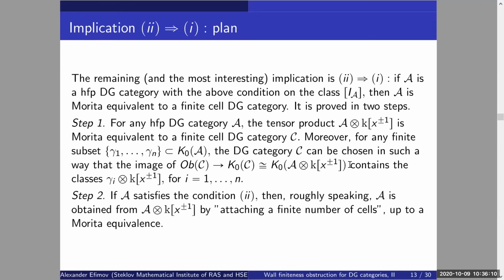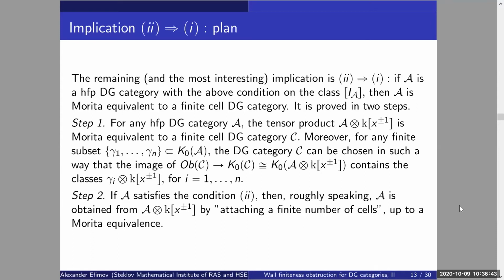And step two: if A satisfies this condition too, so if it's not only homotopically finite, but also you have this condition on the class of the diagonal, then A is obtained from A times GM by attaching a finite number of cells. Well, I'll explain what this means, but it's basically, again, finitely many push-outs of generating cofibrations. And of course, up to Morita equivalence.